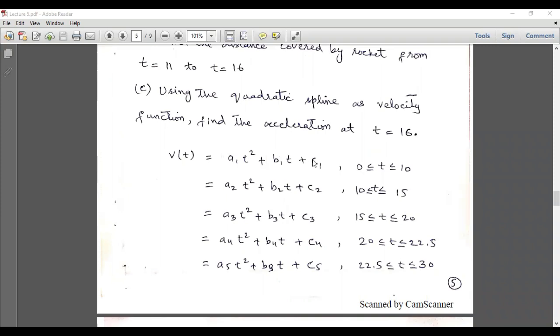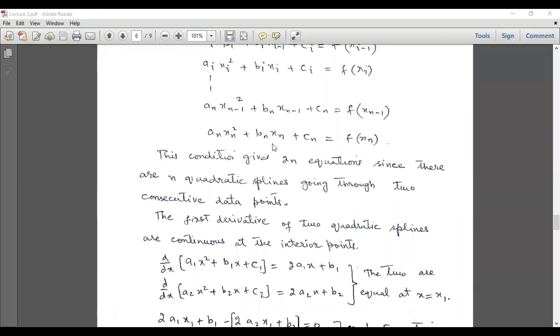So if this is the first spline, we can put 0, and then we can put 10 in this equation, and there will be 2 equations. Similarly, for the second spline, we can again put these 2 points, and again we will get 2 equations from the second spline, and so on. So in total, from 5 splines, we have built up 10 equations. So we still need 5 more equations to get total 15 equations, and then we will be able to evaluate 15 unknown coefficients. So this is the first strategy to build up 10 equations.